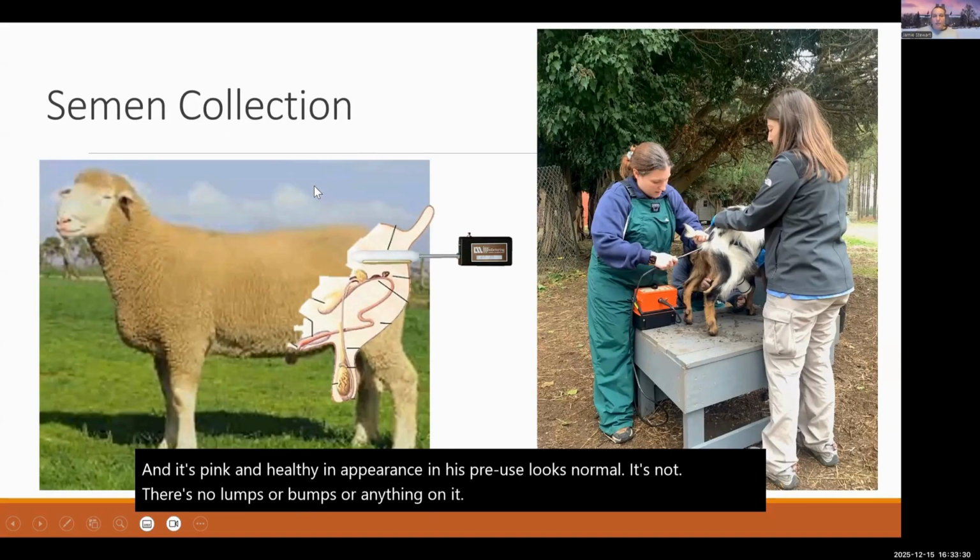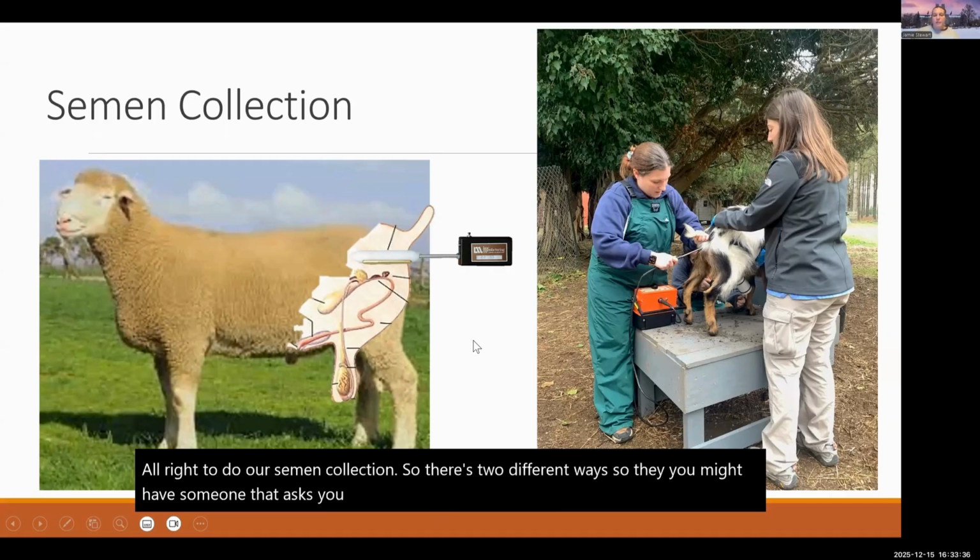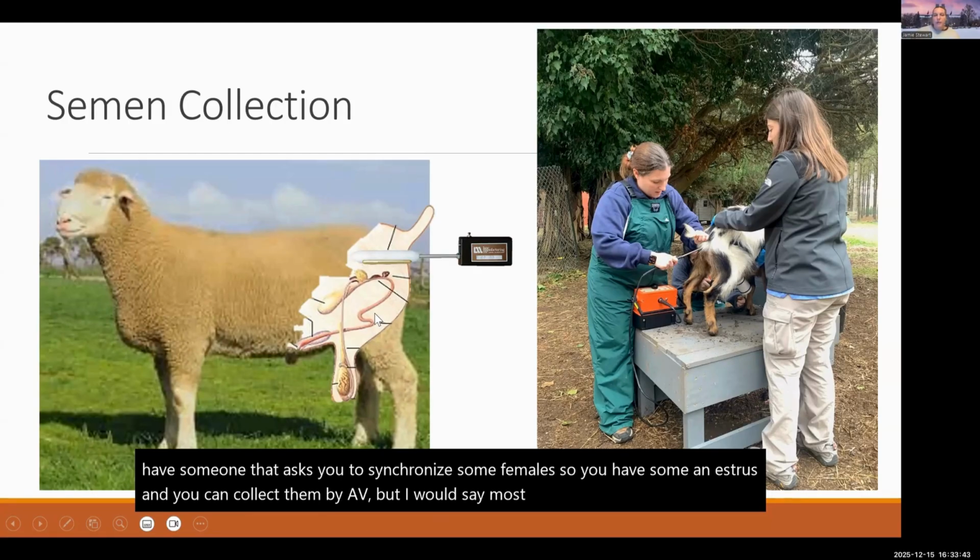All right, to do our semen collection, there's two different ways. You might have someone that asks you to synchronize some females, so you have some in estrus and you can collect them by AV. But I would say most veterinarians are comfortable enough with just doing electroejaculation, and it's a quick and easy way to get semen from them.